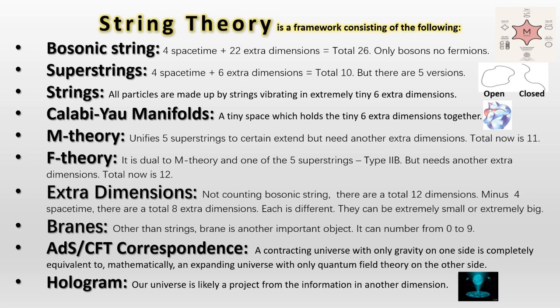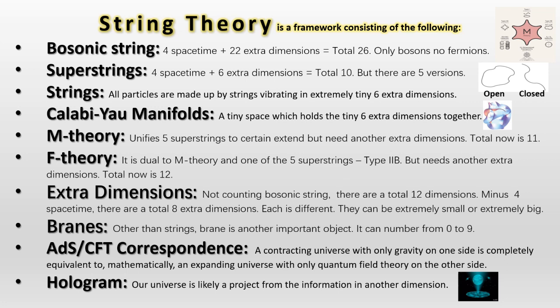But M-theory hasn't really unified the 5 versions. One of the 5 versions still needs to be used in one situation while another version is used in another situation. There is another F-theory which is not introduced by science channels. It is dual to M-theory and dual to one of the 5 superstrings, which is type 2B. There is yet another extra dimension. The universe now has 12 dimensions instead of 11. After taking away 4 spacetime dimensions, there are a total of 8 extra dimensions.